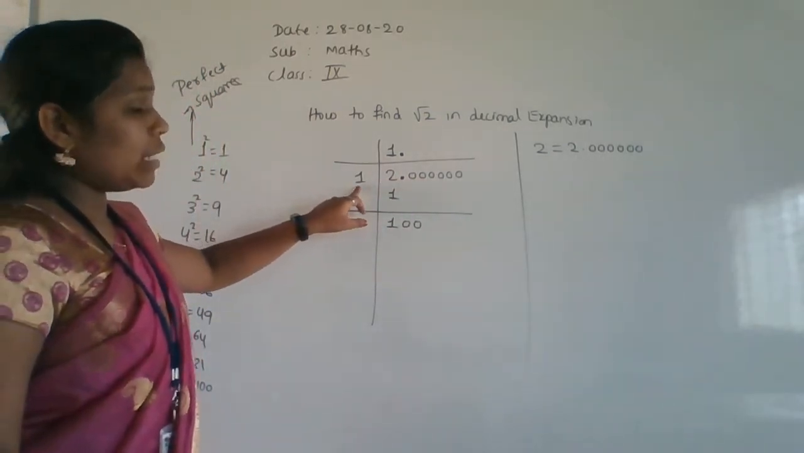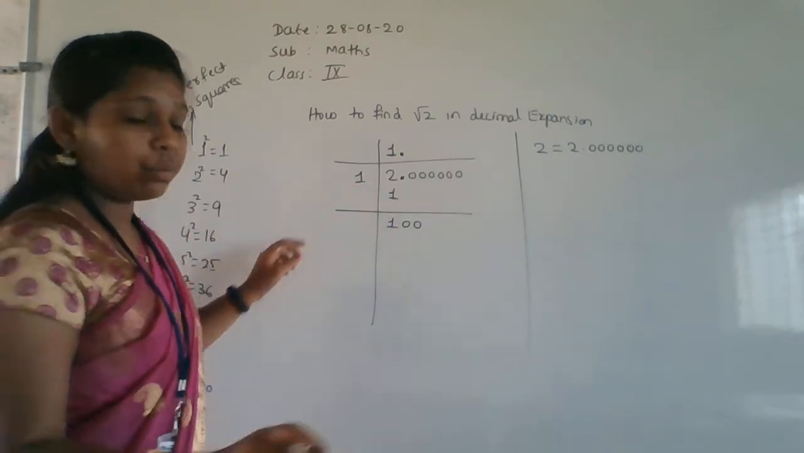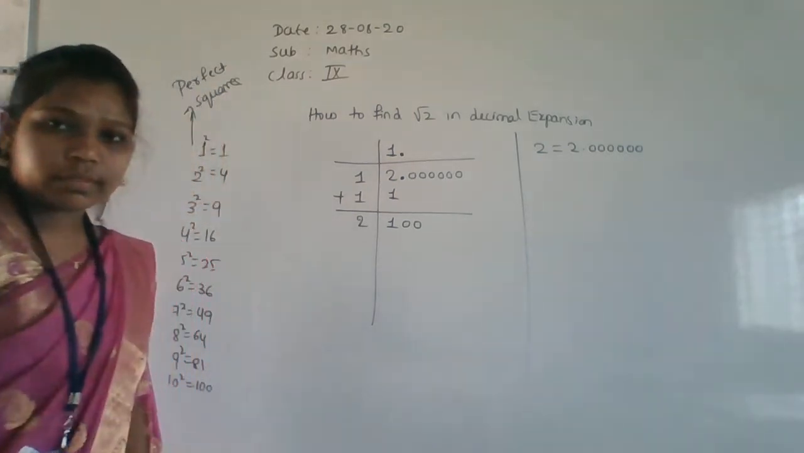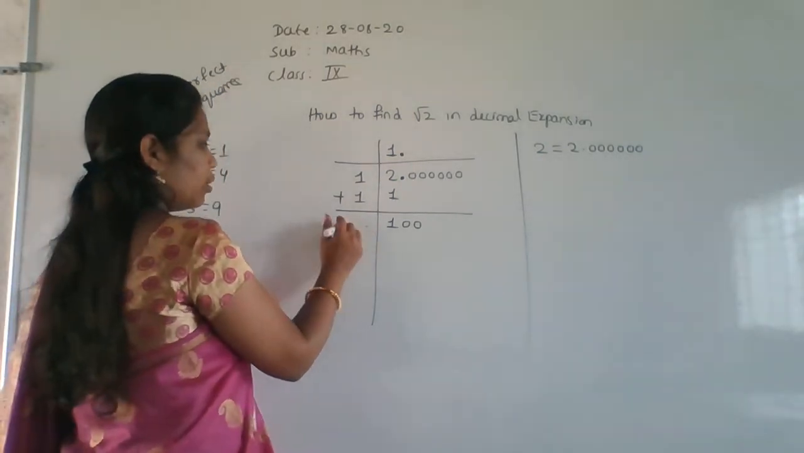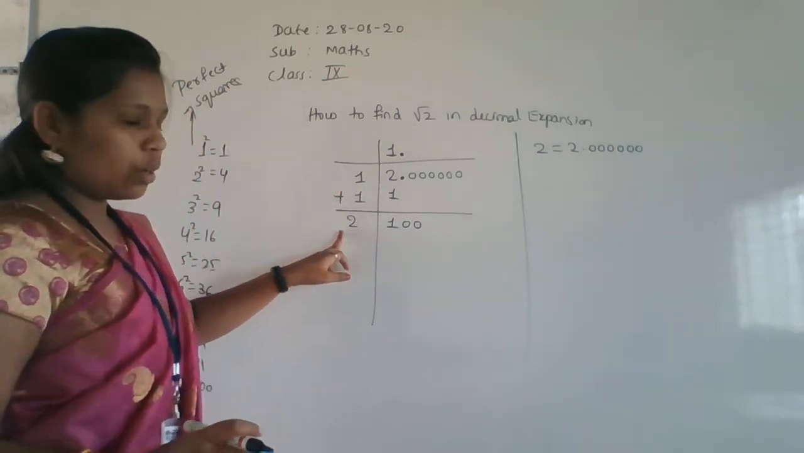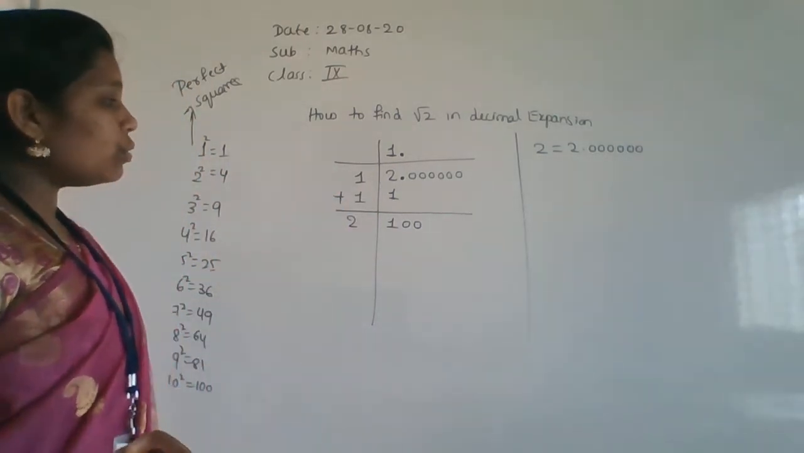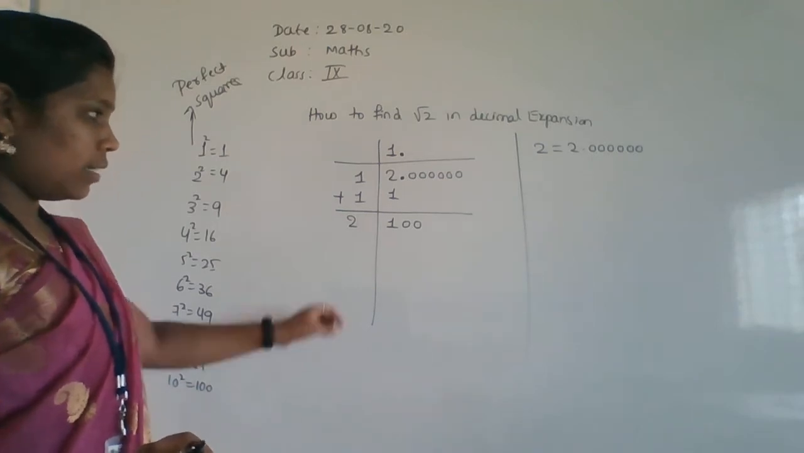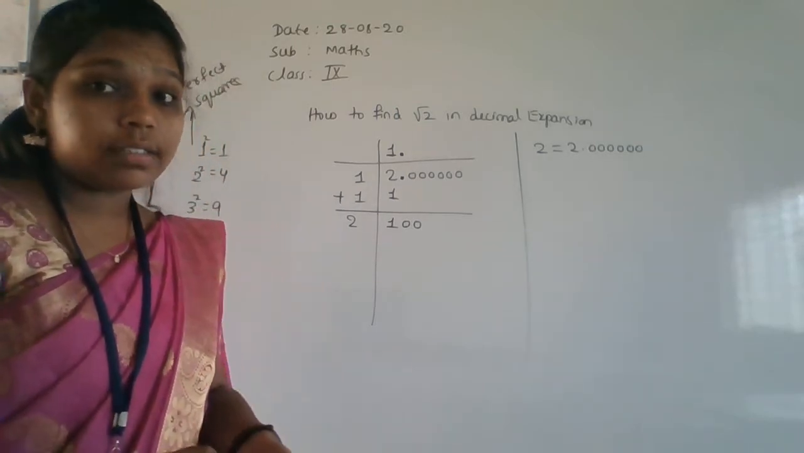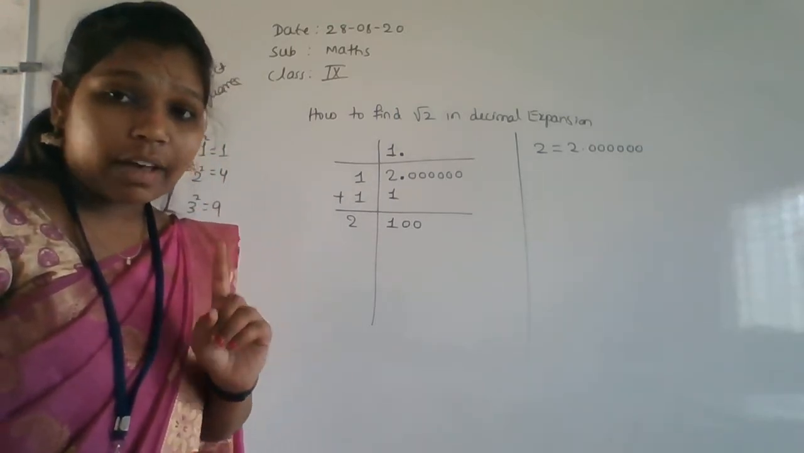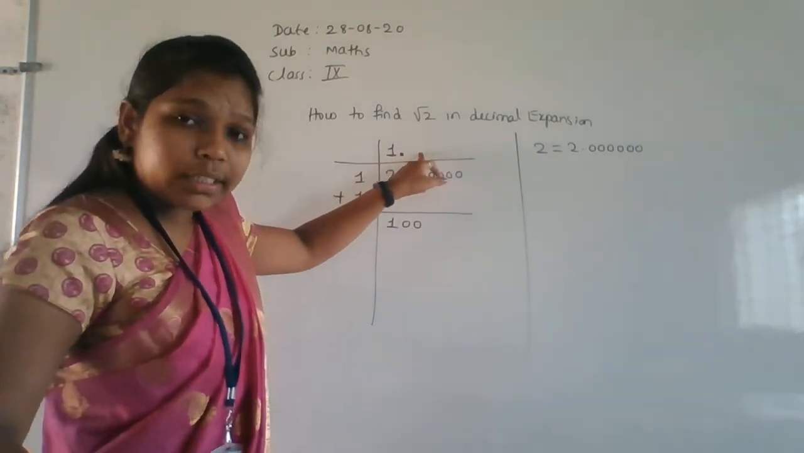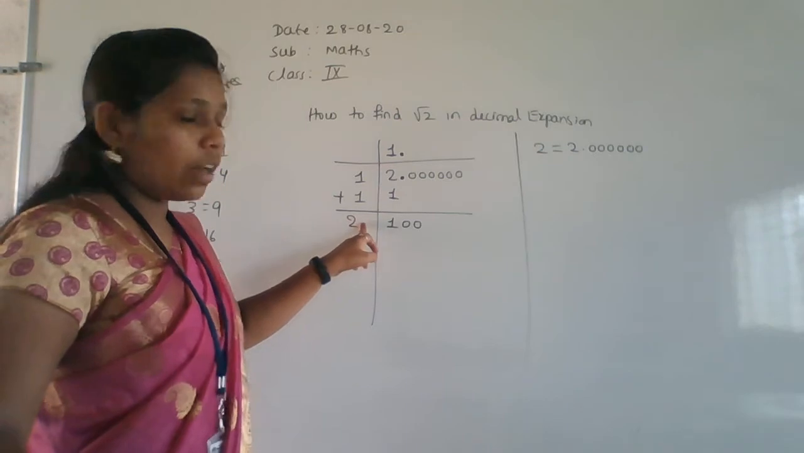Next, whatever the value is there, you have to double this value. That is 1 plus 1, 2. Write 2 here, then it will be easy. Okay, so 1 plus 1 is equal to 2. And now do the division. How? See here, 21 ones are, 22 twos are, 23 threes are. Whatever value is in the ones place, that value will be the quotient also, and that will be here also.